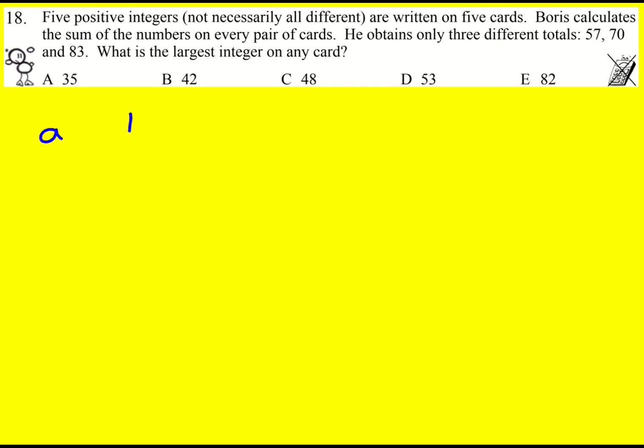Let's write down these numbers: A, B, C, D, E. Now let's imagine, or we can assume, that they are in ascending order, or they could be equal to one another, so I'm going to put less than or equals to in between. So the smallest total is 57, so that must come from A plus B.